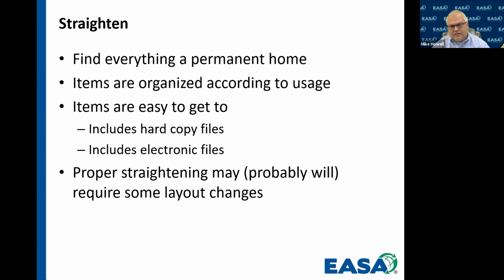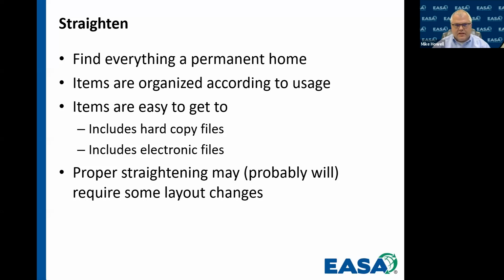The next phase is the straighten phase. So now that we know what items we want to keep, we're going to find every item a permanent home, a location where it's going to be kept and maintained. We're going to organize those items according to usage, with the things we use most frequently closest to us and easiest to get. They're also going to be in places where they're used, so workstations where they're used.